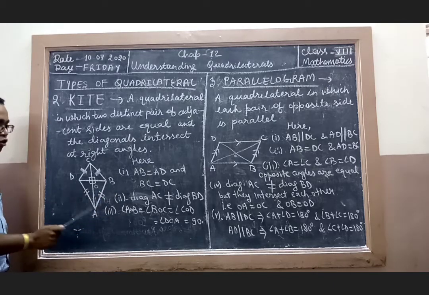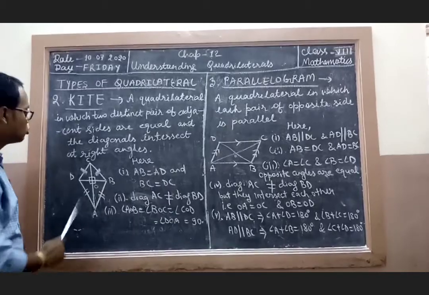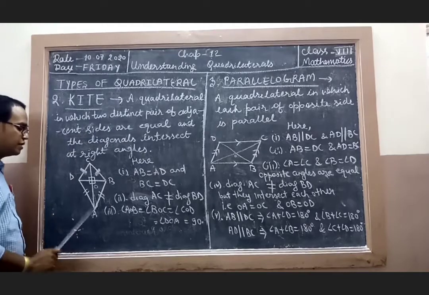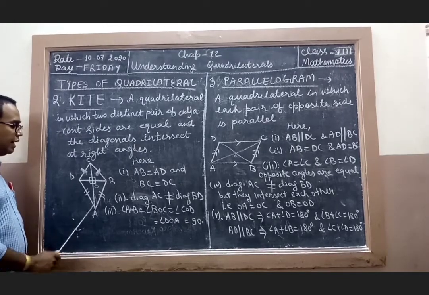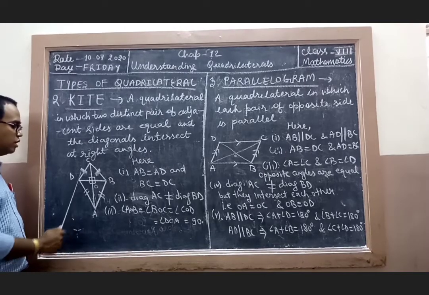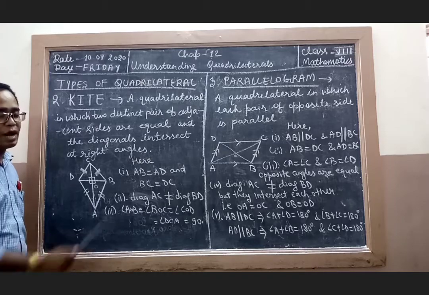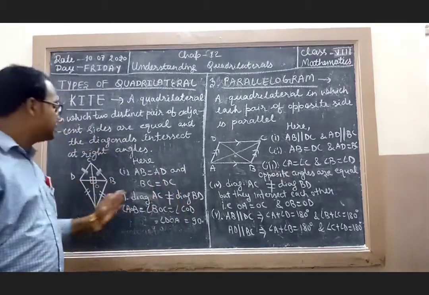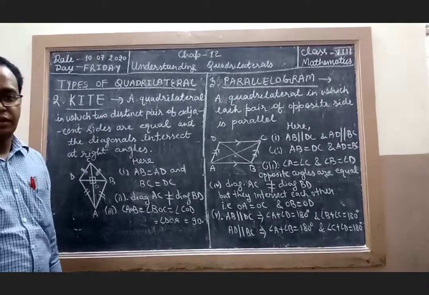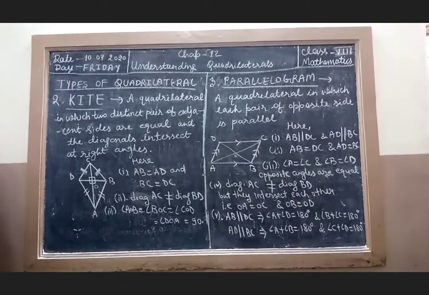And diagonals are not equal. Diagonal AC is not equal to diagonal BD. Shorter diagonal is BD, longer diagonal is AC. Third point, angle AOB plus angle BOC plus angle COD plus angle AOD equals 360 degrees. It means diagonals intersect each other at 90 degrees. One thing you must also remember: the shorter diagonal is bisected by the longer diagonal.